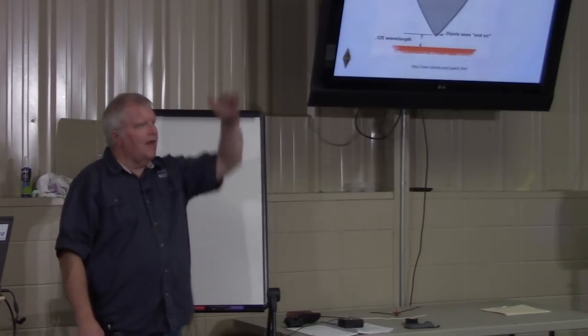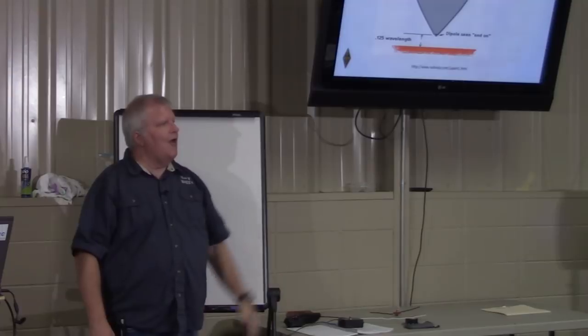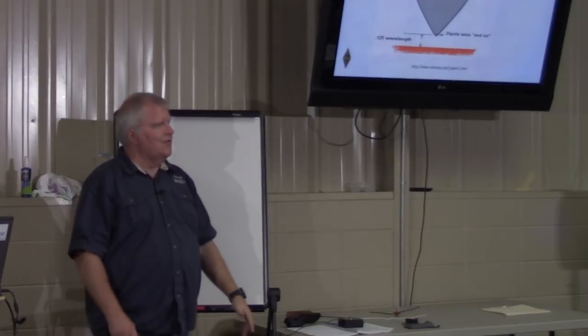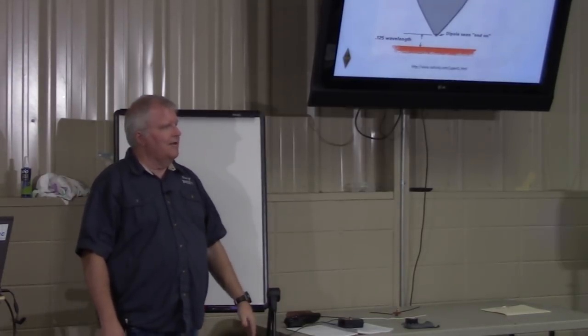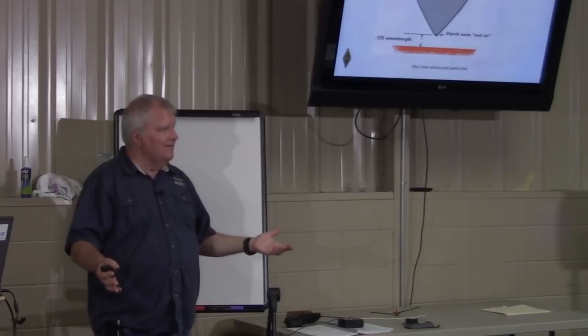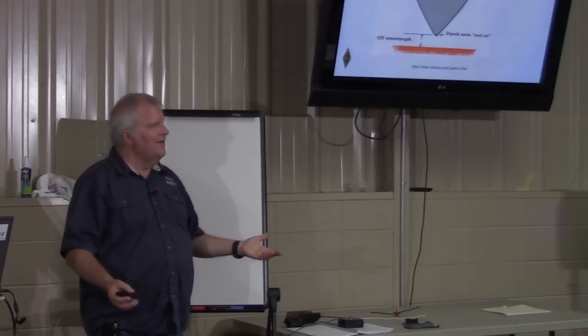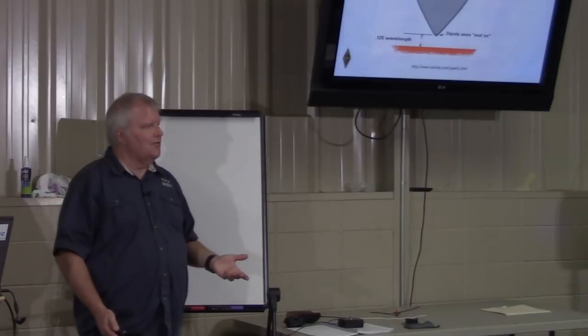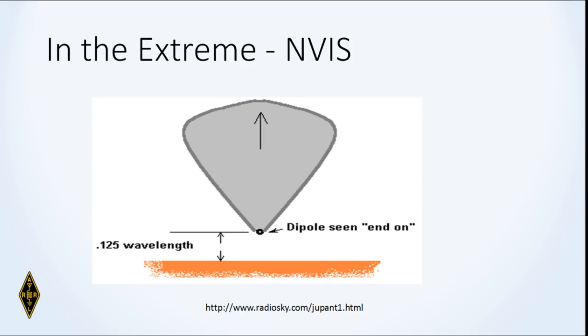But if I can put a signal up and have it come right back down, then I can get coverage into mountain valleys. In Afghanistan, for example, NVIS antennas are used by the military for this sort of tactical communication. So that's one thing to know, that the lower a dipole antenna is to the ground, less than a quarter of a wavelength, the higher the radiation patterns will be until finally it'll become an NVIS. It'll become an antenna that directs energy straight up.